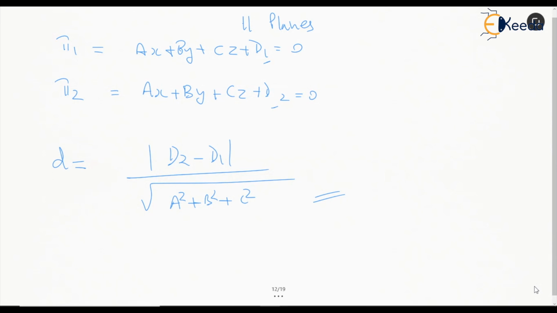What if the lines are written in the direction cosine form? Direction cosine. That is, instead of the normal vector we will have n cap. In that case, this magnitude is going to be 1 and it will be simply d2 minus d1, right? So this is all about the vectors in line and space. We can see the questions.